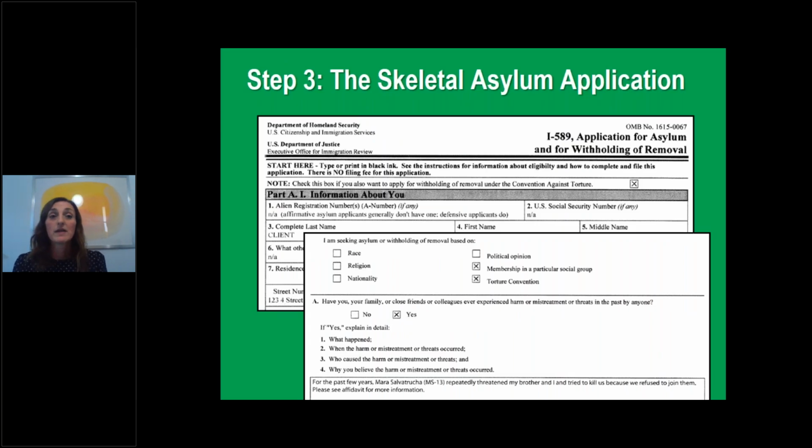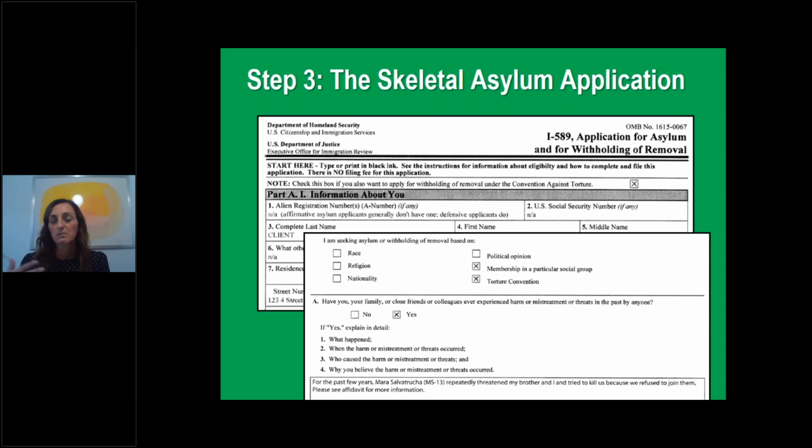Another thing that you'll do next along the way when you're presenting your asylum cases, to get the ball rolling, is to file the skeletal asylum application. Now, oftentimes by the time you take a case from us, this step has already been taken care of. But we just want to give you a brief introduction to what the I-589 looks like. It's a very short form, about 10 pages long.